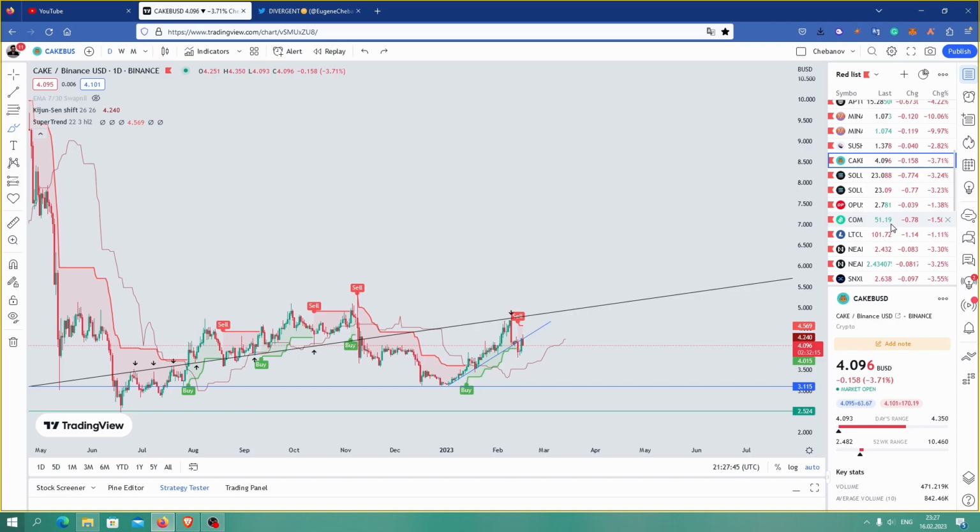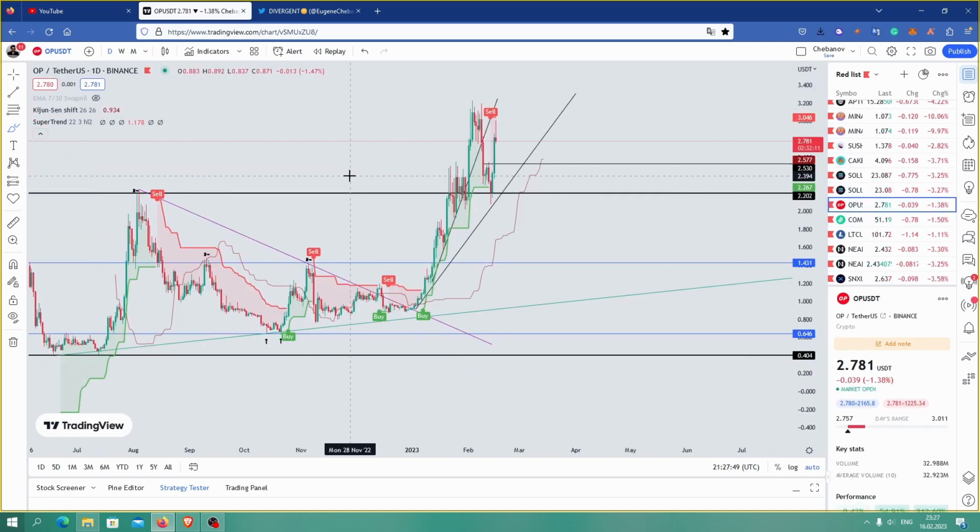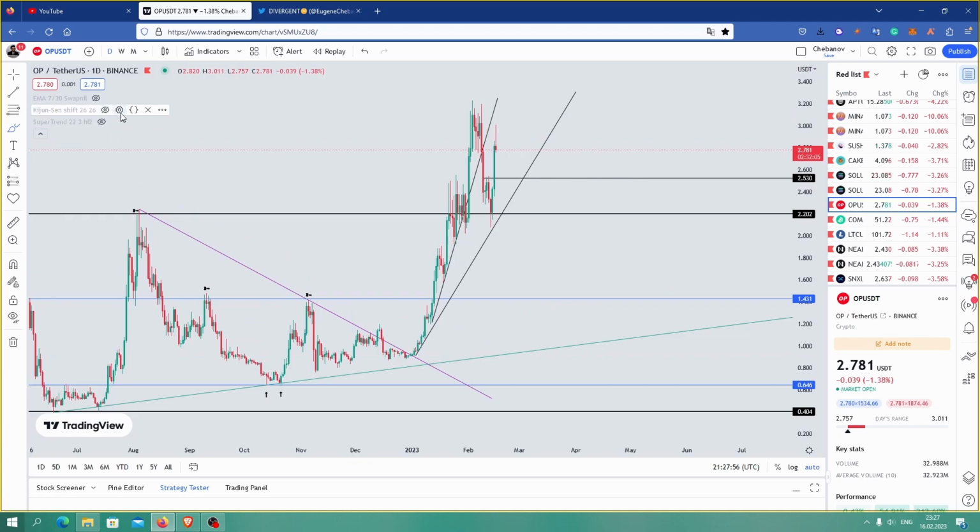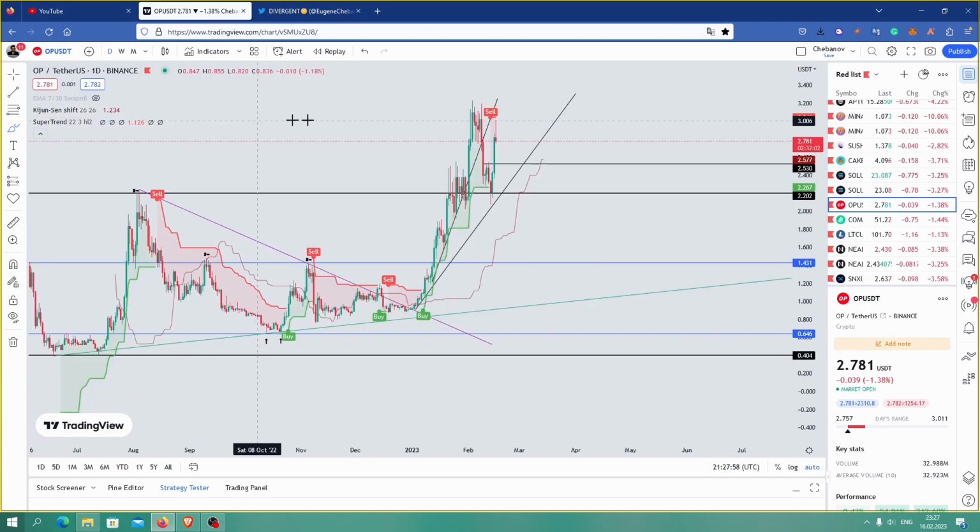And what else can we look at here? Let's look at the OP. This one can actually break higher in general, but look at how precisely our super trend works. We lost the support of the super trend here, and we are going for the retest of its resistance.